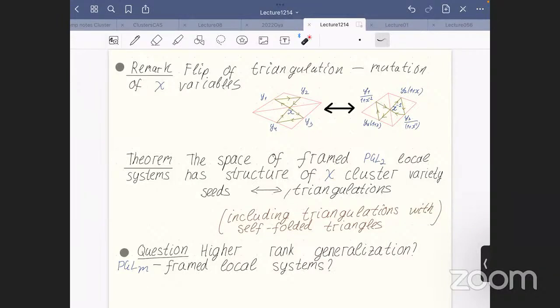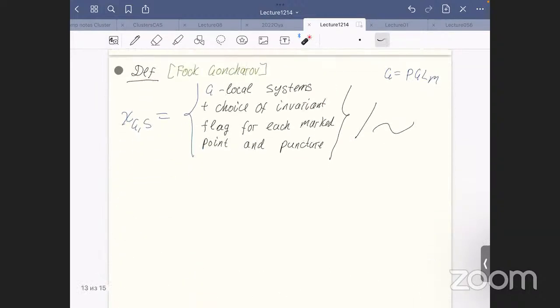This lecture and the next one will be a continuation of the topic which we discussed last time. It was about cluster structure on the spaces of framed local systems. Last time we discussed the case of PGL2, and today we move further to higher rank PGLm. And this was probably the last formula which we had in the previous lecture. So today I will sometimes write G, but in practice it means PGLm.